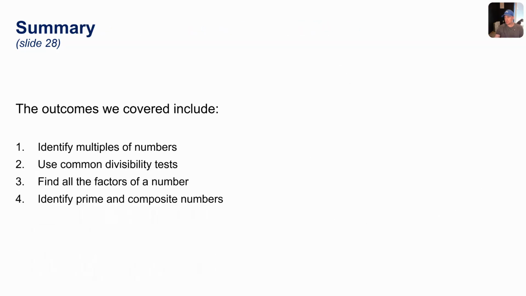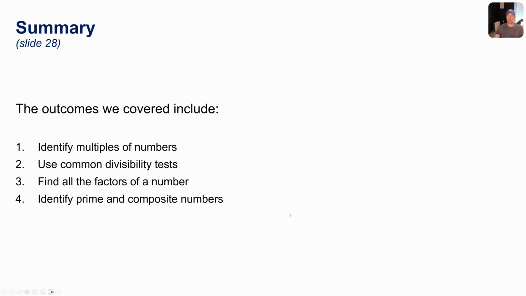So in this presentation, to summarize, the outcomes we covered were to identify multiples of numbers. So again, multiples of numbers include taking a number itself and then multiplying it by a counting number. So for example, 2 times 1 is 2, 2 times 2 is 4, 2 times 3 is 6. So in other words, 2, 4, and 6 are multiples of 2.